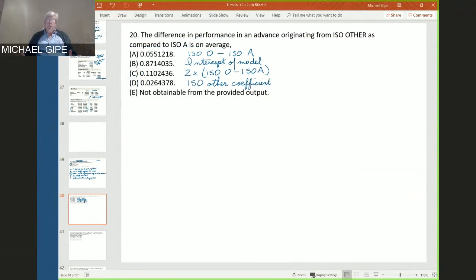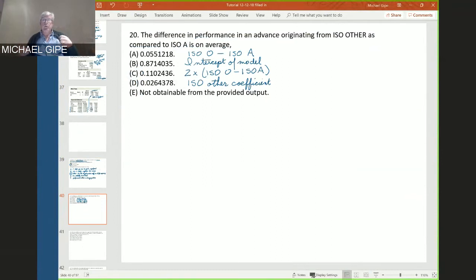All of these are kind of interesting numbers, right? The first one you'd think, okay, the difference in performance in an advance originating from ISO other compared to one coming from ISO A is on average 0.055, the difference in those coefficients maybe. Would that make sense? Well, the problem is you can't compare a data value from ISO other with one from ISO A to see the difference based on that type of business without also holding constant the years in business, because the difference in performance is going to depend not only on the type of business but also the years in business.